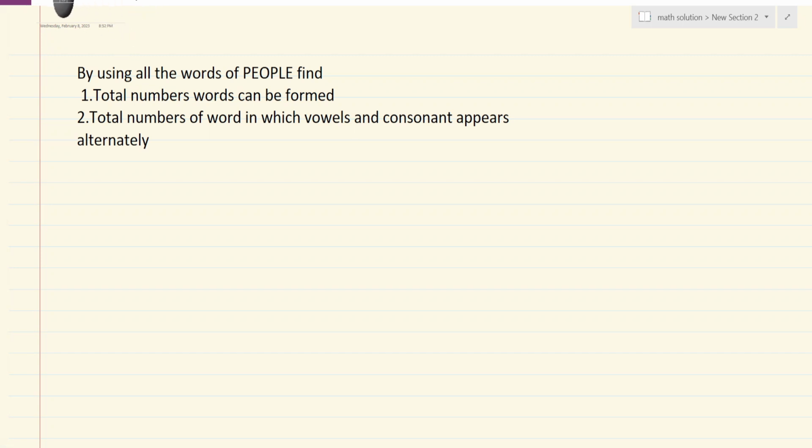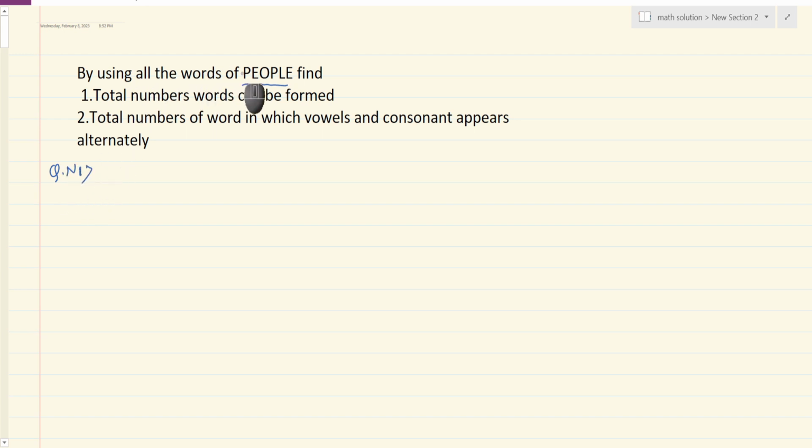Let's see what the question tells. The question tells, by using all the words of "people", so we must take all the words. Find the total number of words that can be formed, and also the total number of words in which vowels and consonants appear alternately. First, I will move to question number one.